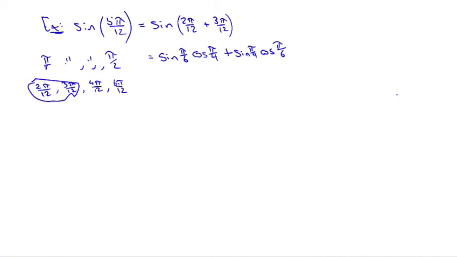Sine, cosine, cosine, sine, angle switched. Okay. What's the sine of pi over 6? Do you know off the top of your head? Because we're doing the special triangles. Always those special triangles. Sine of 30 degrees.